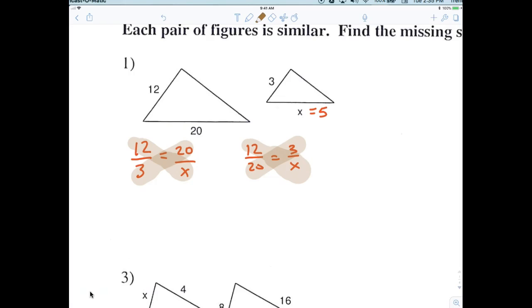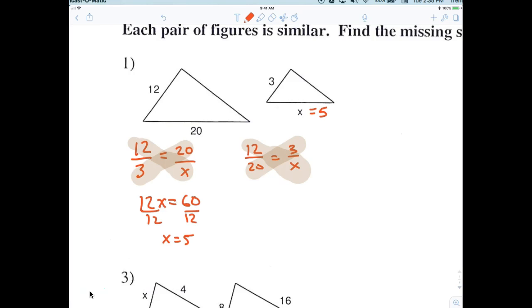Now, to solve the proportion, we say that we cross multiply and then divide. So I need everybody to stay with me on this. We would say 12x equals 60. And then we would divide both sides by 12. So we would say x is equal to 5. So Miles was correct.